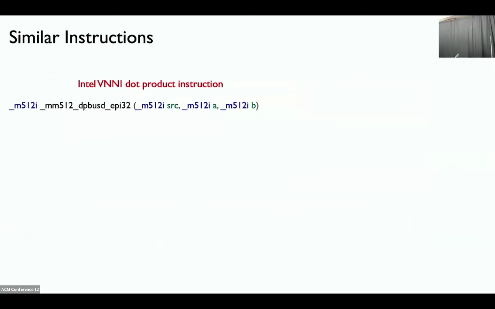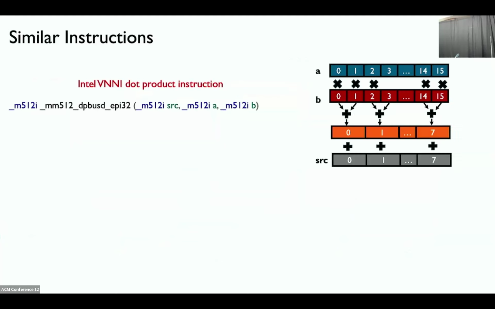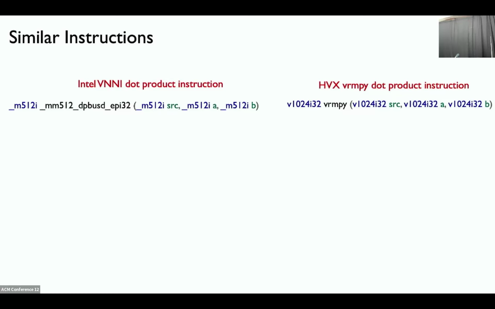And I'm just going to briefly talk about, just to give you a sense of what I mean by similar instructions. So let's look at the simple Intel VNNI dot product instruction. It takes input vectors A and B, performs the dot product, and the result of that dot product is added to the source vector. And then HVX has a similar instruction for dot product. The difference is it operates on different register sizes and other instruction specific things.